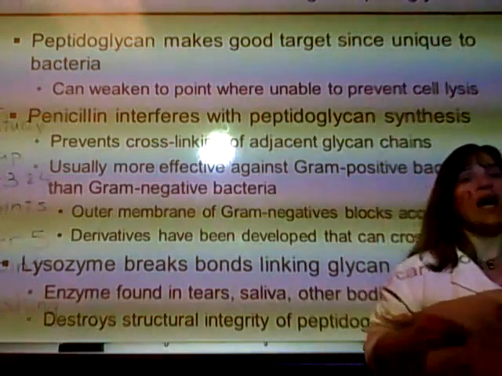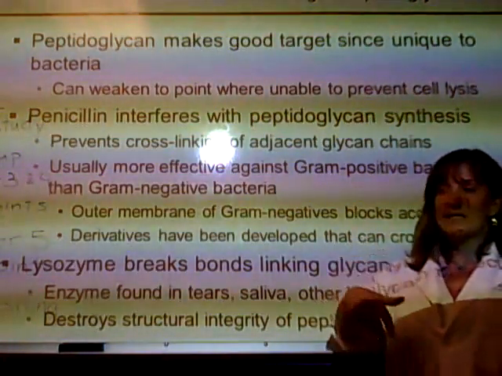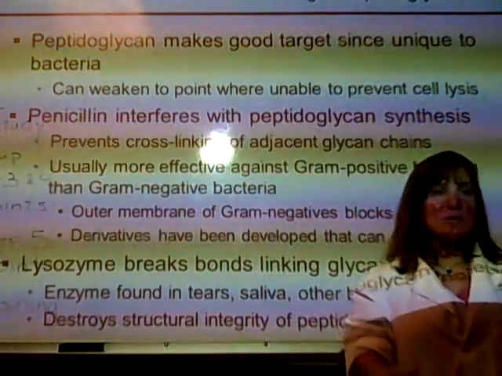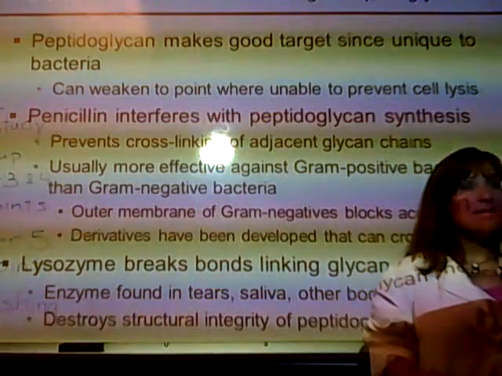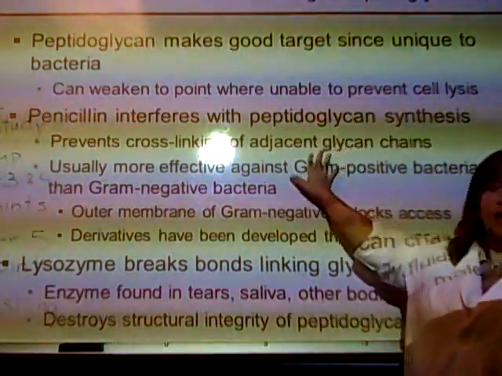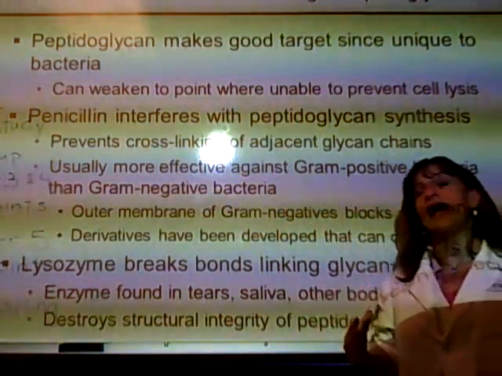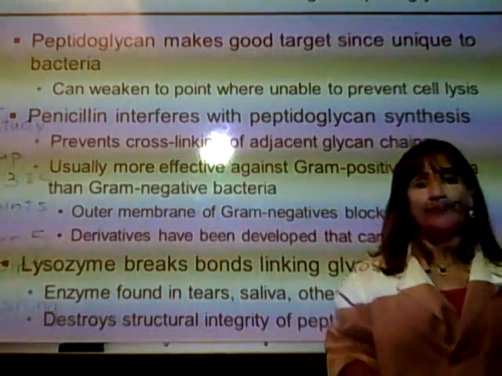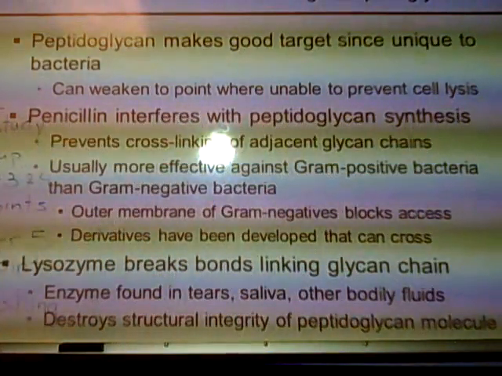Okay, another question. Which is going to have a bigger effect? Penicillin on growing cells or penicillin on static cells? Growing, there you go. Because that cross-linking is still going on and the cell wall is still being formed as the cells are growing. All right, so we have just mentioned penicillin.